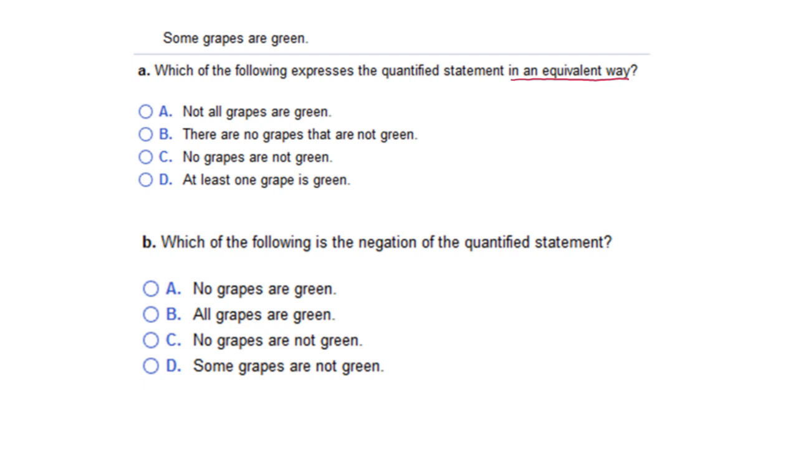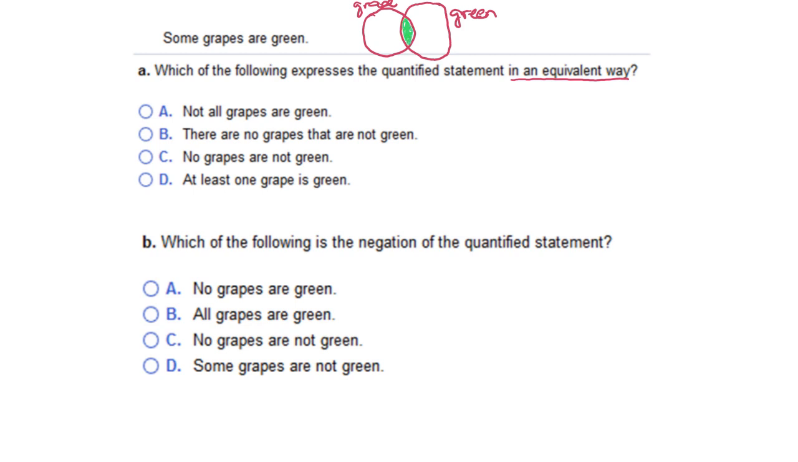Some grapes are green. So I will put this to represent my grapes. And then I will have my other intersecting circle, which will represent green. And it says some grapes are green. So that is representing this region in between where they are overlapping. Some grapes are green, but not all the grapes are green.